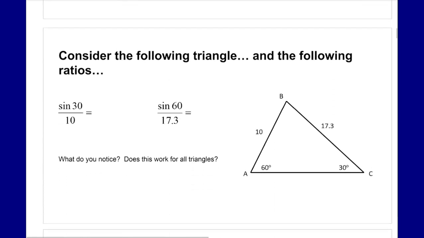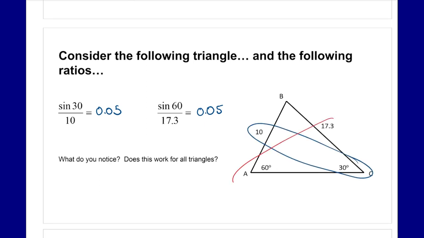So first, let's consider the following triangle. If we look at the ratios, so if we look at our triangle here, sine of 30 divided by 10 gives us 0.05. If we do the sine of 60 divided by 17.3, that also gives us 0.05. So basically it's saying that the ratio of this side to this side is the same.